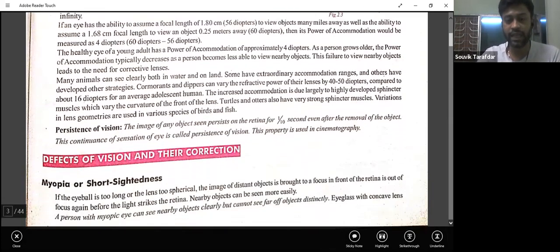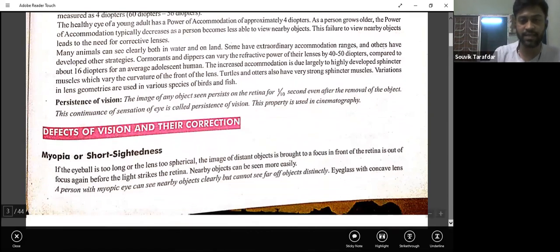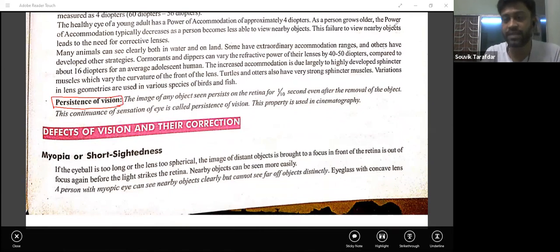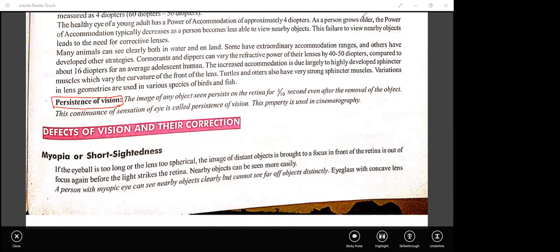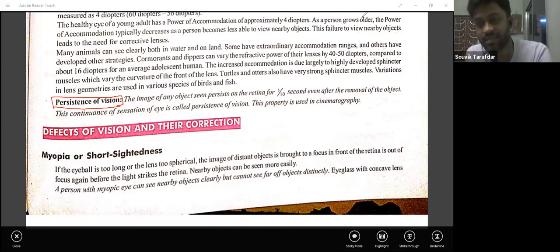Okay, so now I will tell you one thing which is known as persistence of vision. What is persistence of vision, students? Let me explain this thing to you. Suppose, have you seen Flash? The movie Flash or the cartoon Flash? Yes, sir. What was the power of Flash?